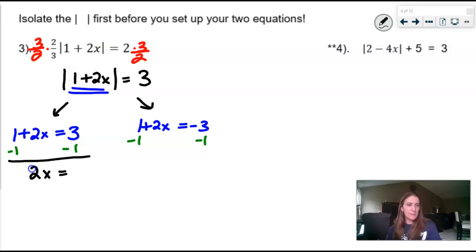So we have 2x equals 2. But over here, you've got 2x equals negative 4. And then final step on both of them, you're going to divide by 2.